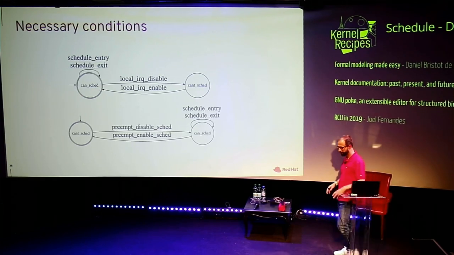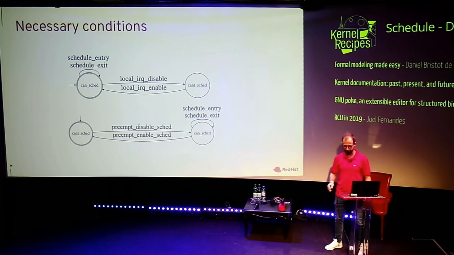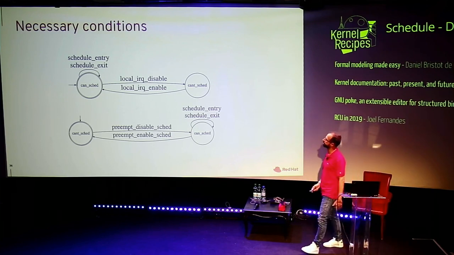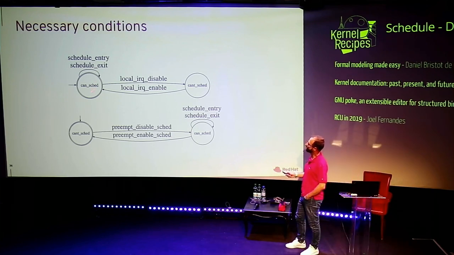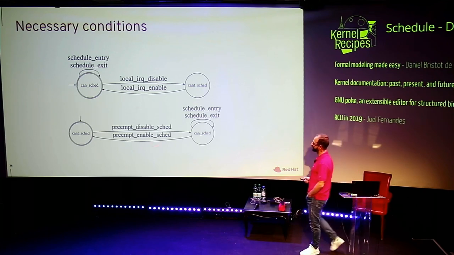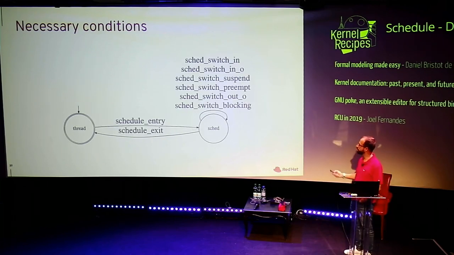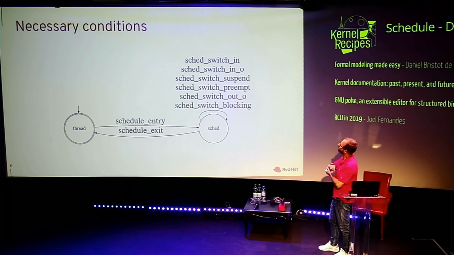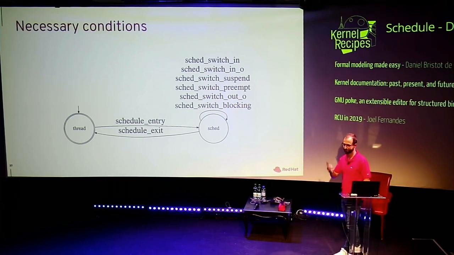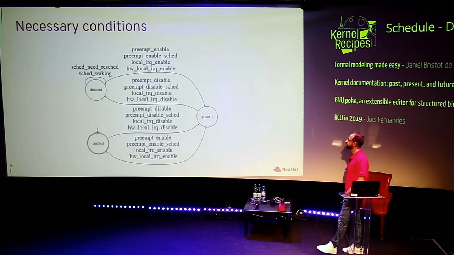Now, with those small pieces of very obvious things, I start to put restrictions on them. For example, I will never have the scheduling entering and exiting with IRQs disabled. But I will always disable and enable preemption before calling the scheduler, in a special way to disable the preemption. I will always have a context switch inside the scheduler. That's obvious, right? But we can have some more necessary conditions.